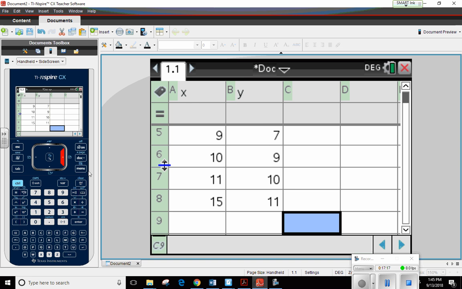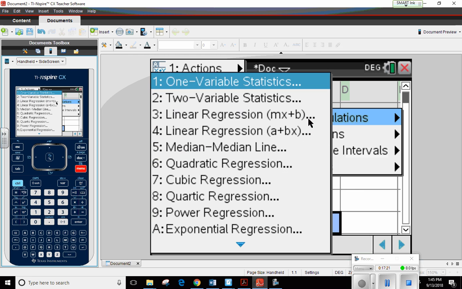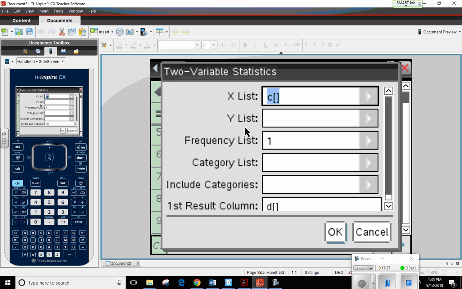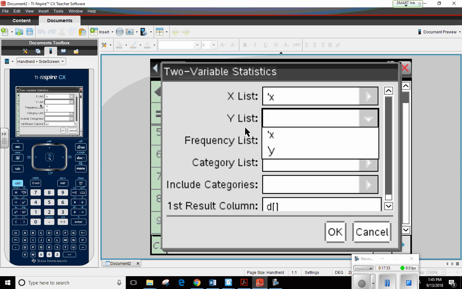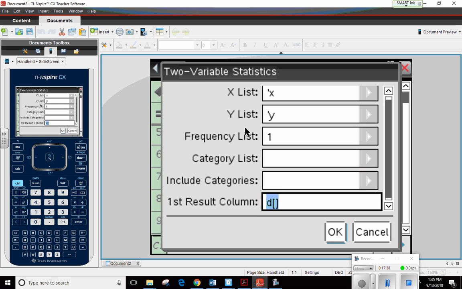Go to Menu, Statistics, Stat Calculations. Okay, now we are comparing two different sets. So this time we have two variables. Okay, now the X and the Y list, we want to go ahead and put in the headings that we just previously typed in. We don't have a frequency list, so we're going to get rid of that. And it looks like all my information is going to show up in D.